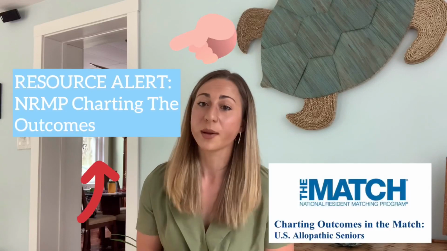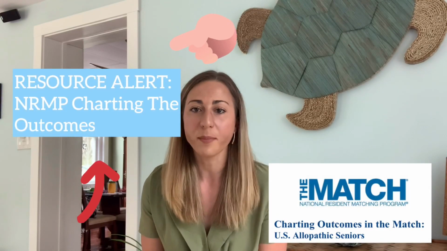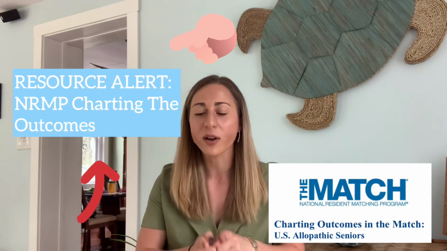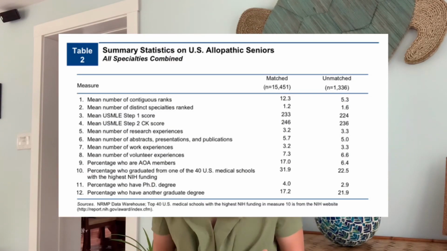So the final resource I'm going to talk about is called NRMP Charting the Outcomes. Google NRMP Charting the Outcomes, and there will be a large PDF document that's a bunch of pages long, and it's super helpful. This is another way you can get an idea of how competitive you are for whatever specialty you're applying for. So basically what this document is, is a bunch of data. And every year the NRMP compiles this data so that applicants in the future have an idea how competitive the specialty they're applying for is.